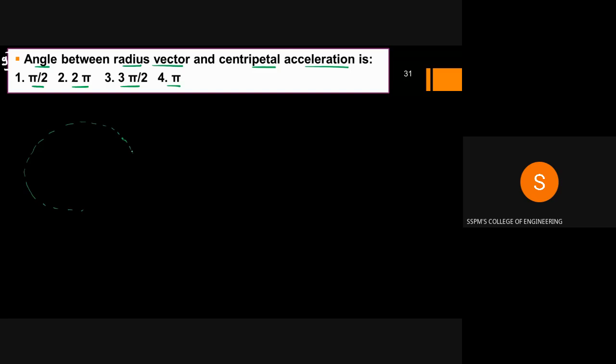So this is the r bar, and the centripetal acceleration. The meaning of centripetal acceleration is that the acceleration is directed towards the center. So this is the centripetal acceleration. We have one vector, the radius vector r bar, and this is the centripetal acceleration vector, a bar. So this angle is pi. The angle between the radius vector and the centripetal acceleration vector is pi, so the correct option is option D.